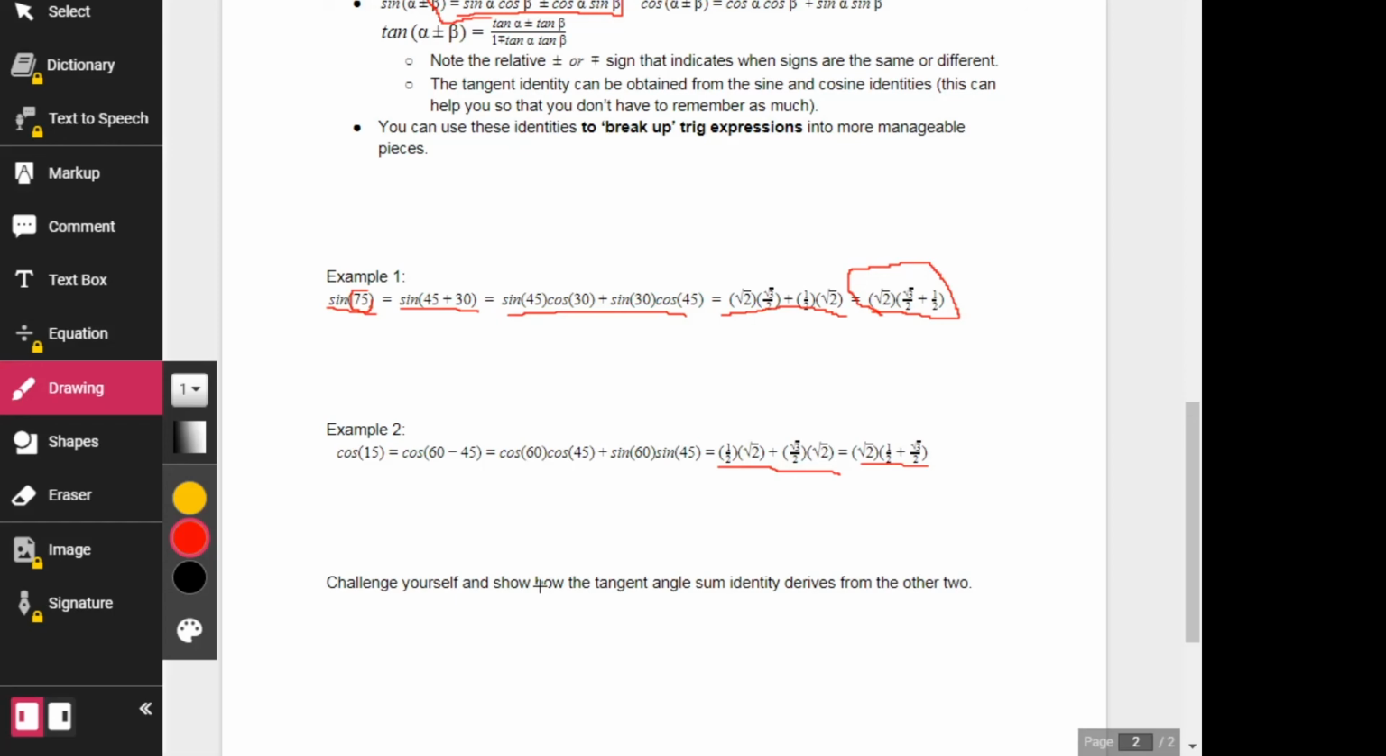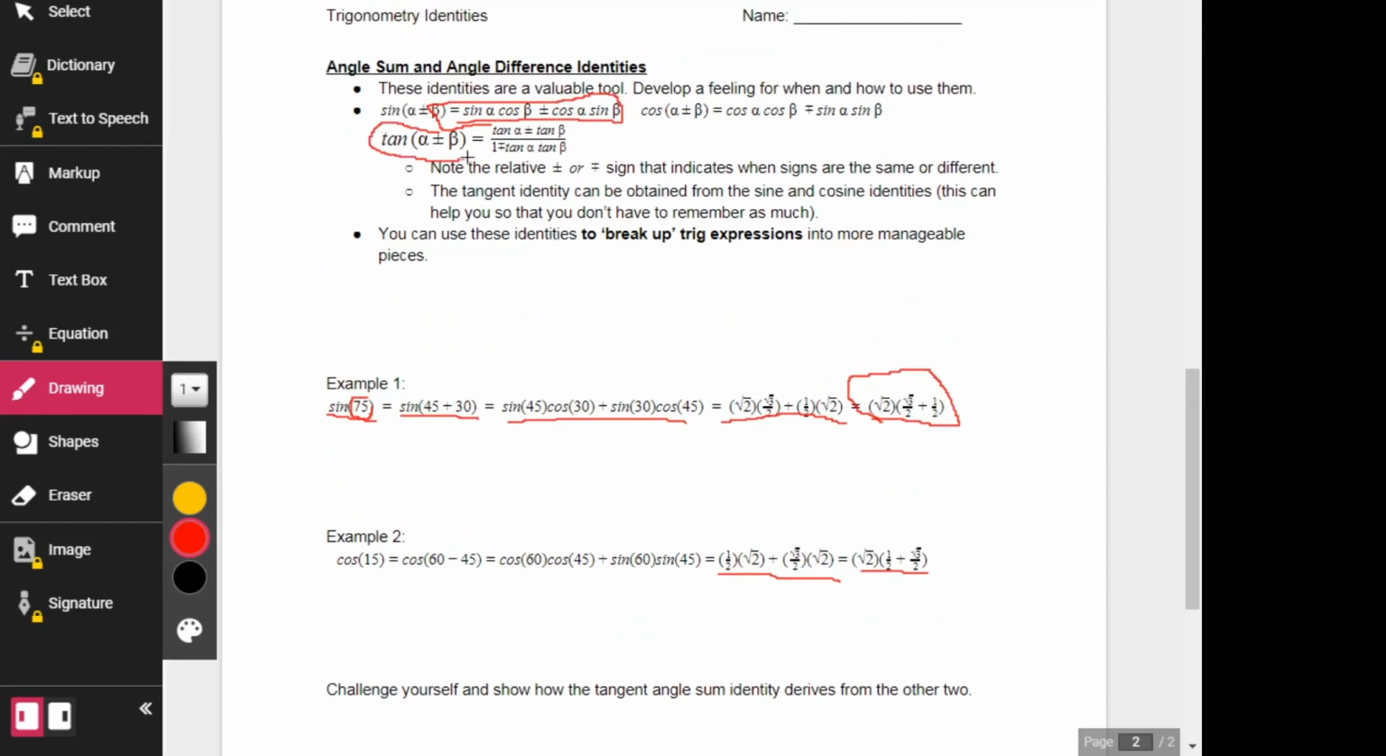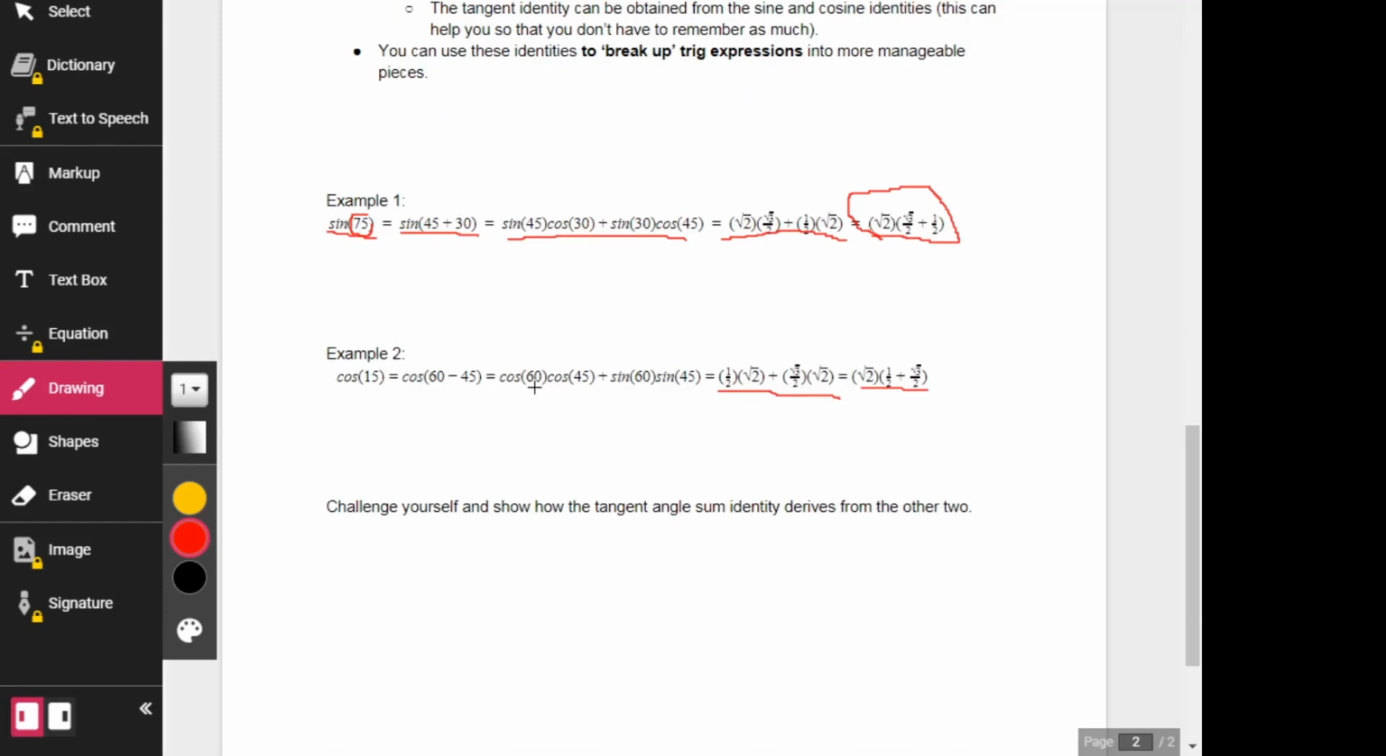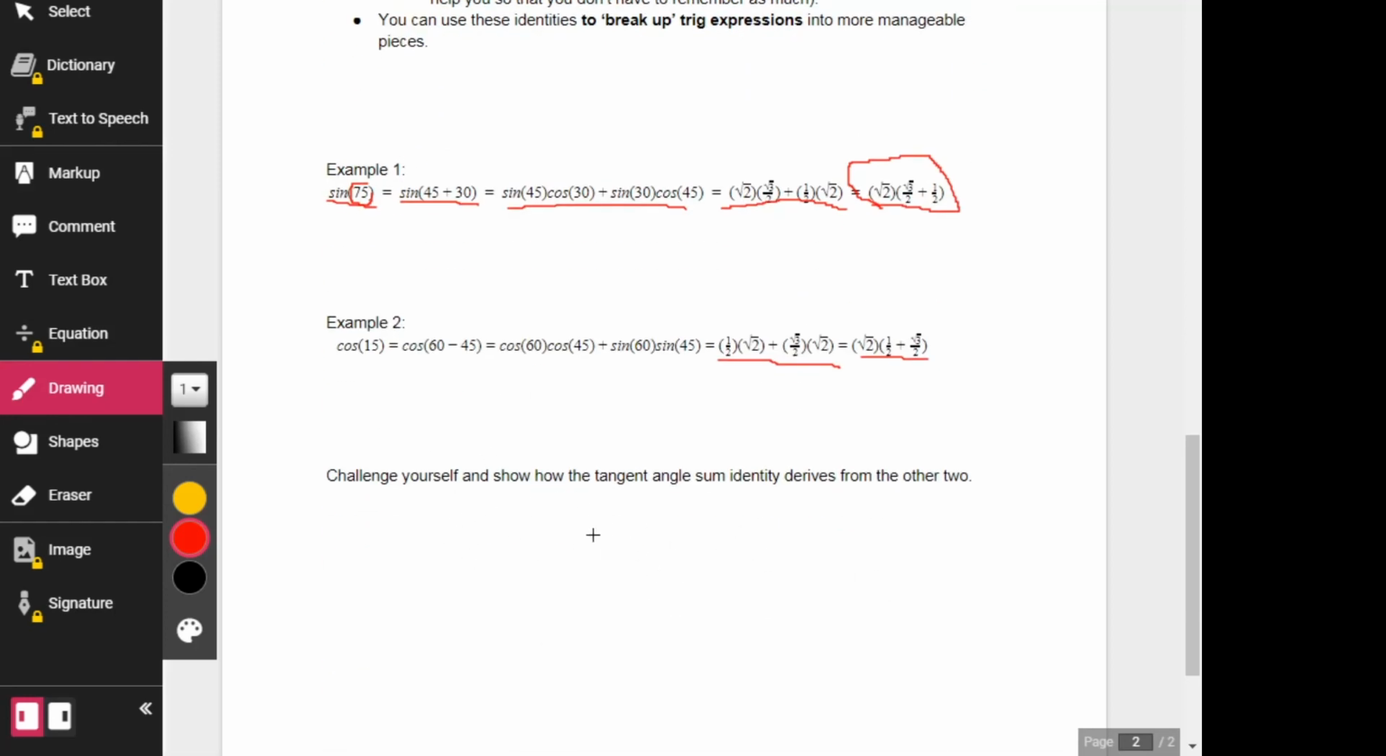So I have a challenge for you. I'm going to challenge you to show why the angle sum and difference identity for tangent is equal to this. I want you to do it based on sine and cosine. So tangent is equal to sine over cosine, right? So I want you to show and do that.